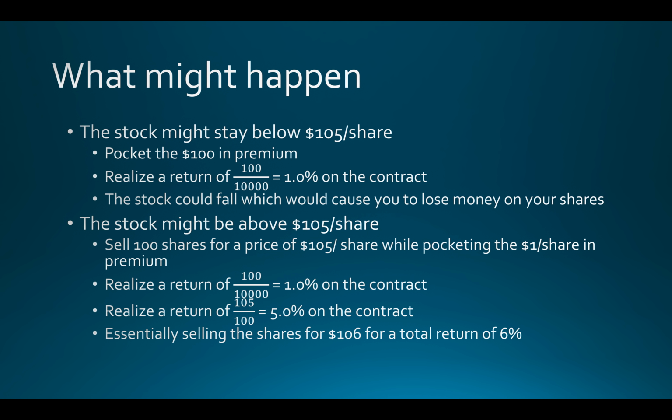So if the stock stays at 100, this means that you will have earned 1% on your money in 1 month. The negative is that the stock could fall in price, which could cause you to lose money on your shares. Another way of thinking about this is you are essentially lowering your cost basis per share, and you have a lower cost than what you bought the shares at. So now it's essentially you own the shares at 99.